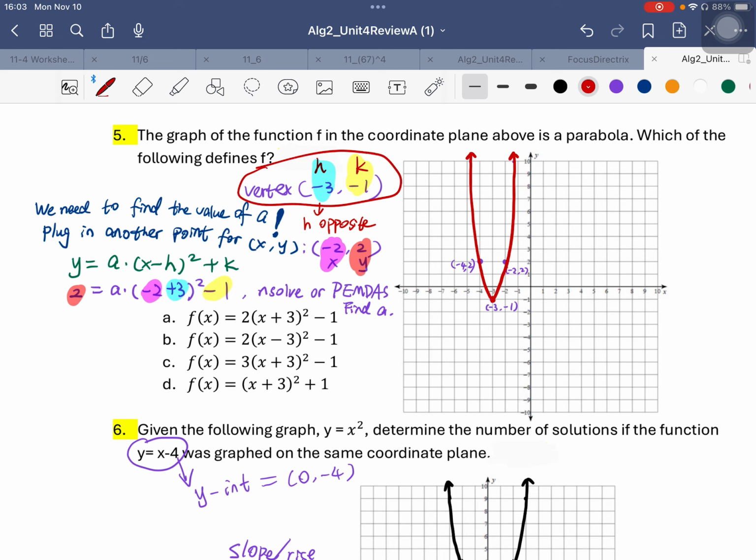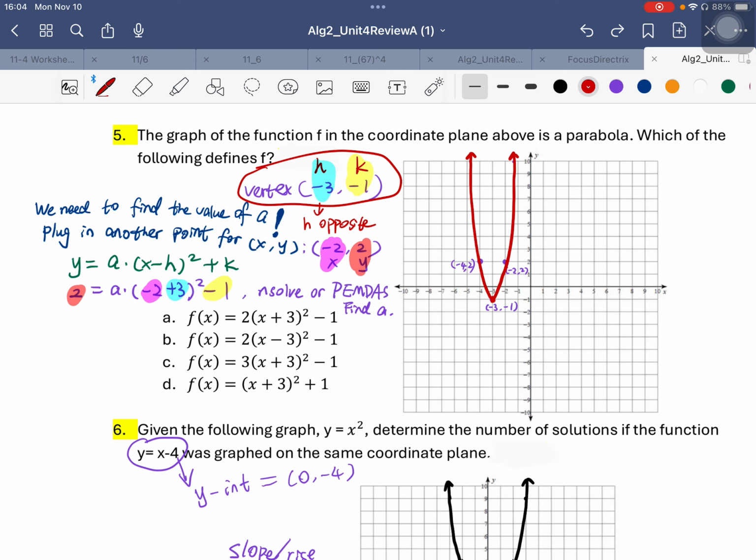However, it doesn't give you the value of a. So I need to find the value of a. I need to use another point, either the -4, 2 or -2, 2, another point to plug in for the x and y to find the value of a. And the point I'm choosing is -2, 2 for my x and y.